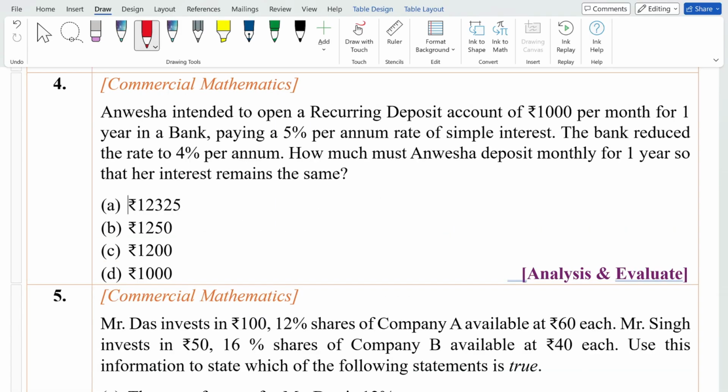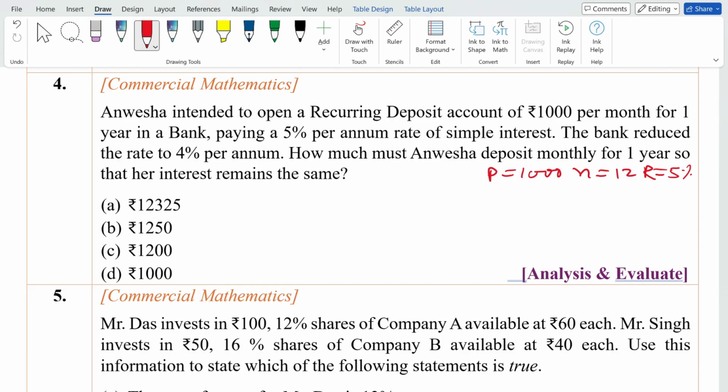Question for RD. Anvesha intended to open an RD account of rupees 1000 per month for 1 year. So P equals 1000, and n equals 12. Paying 5% per annum rate, R equals 5%. The bank reduced the rate to 4%. How much must Anvesha deposit monthly for 1 year so that her interest remains the same?